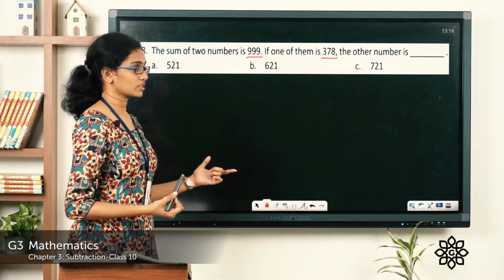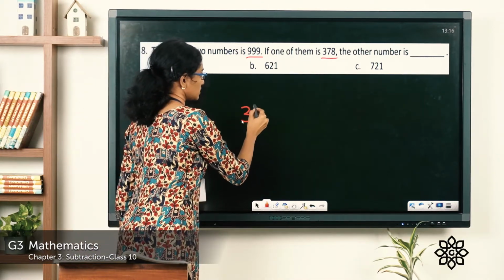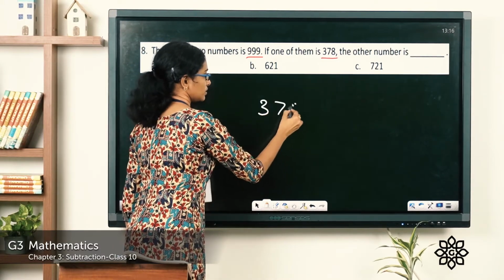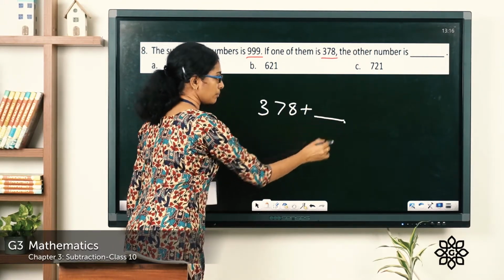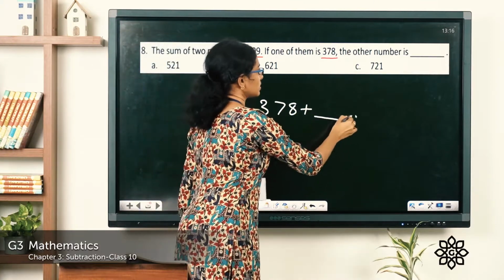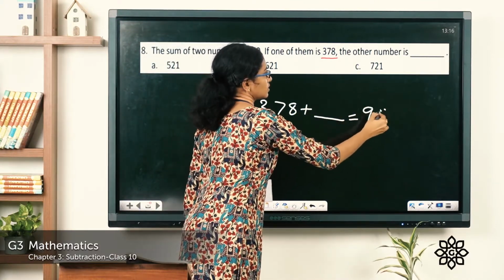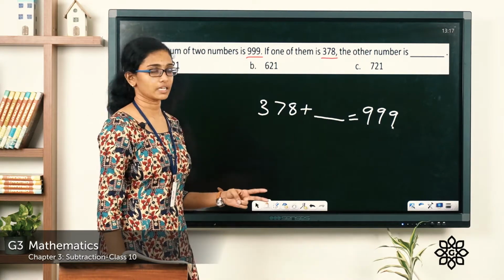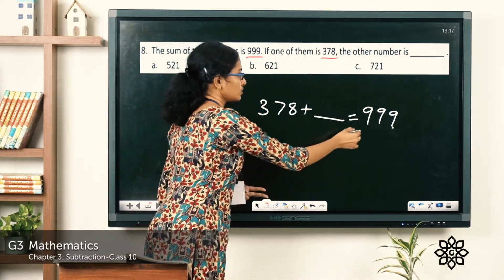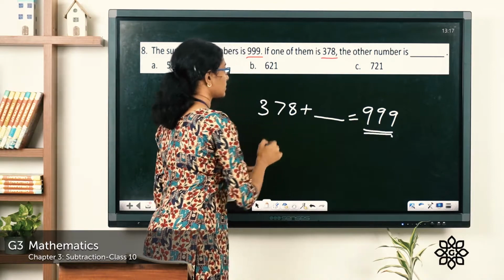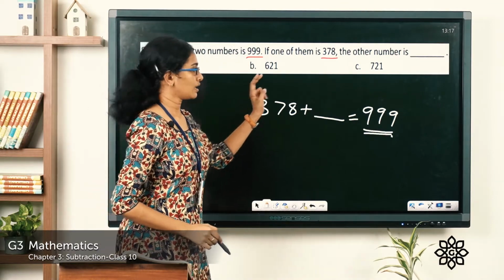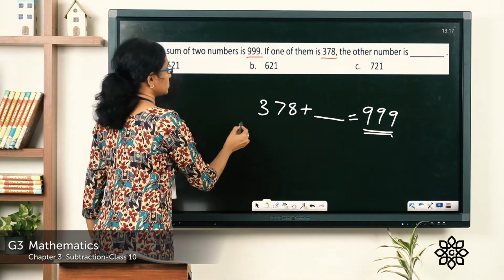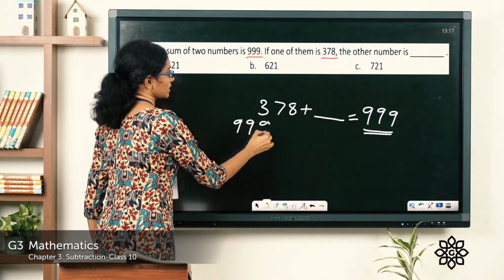So what is the question actually? The question, it's given us 378, which is one of the numbers, plus some number gives you a total or sum of 999. You have to find out the second number. How do we find that? You can subtract one of the given numbers from the sum to get the other number, right? So let's do the subtraction.